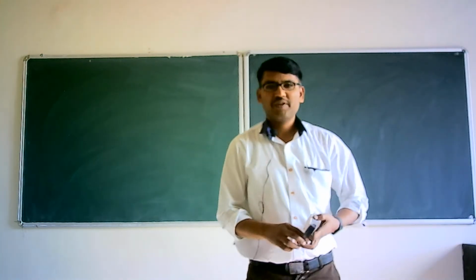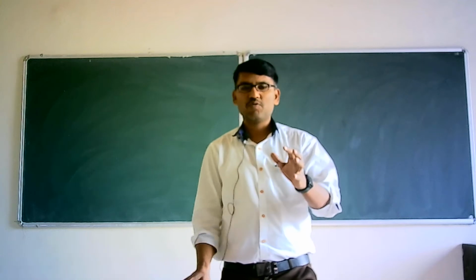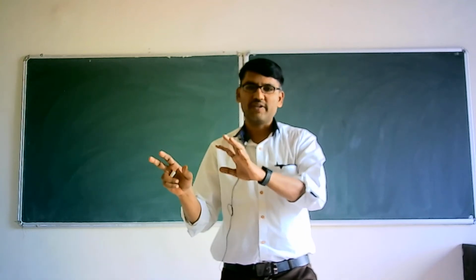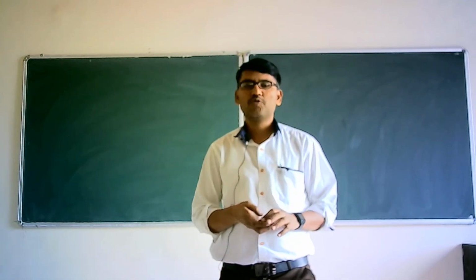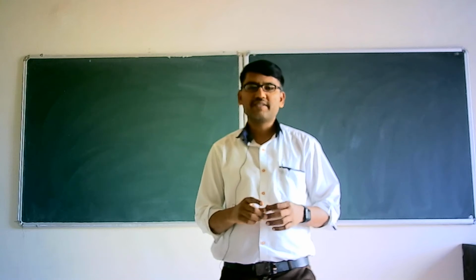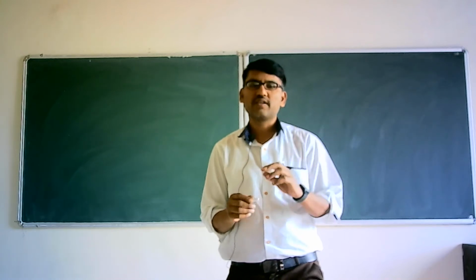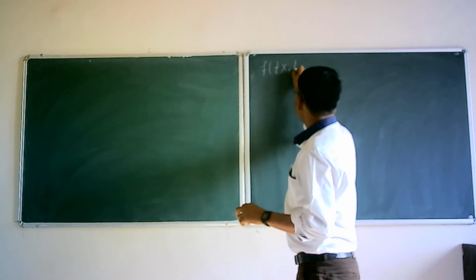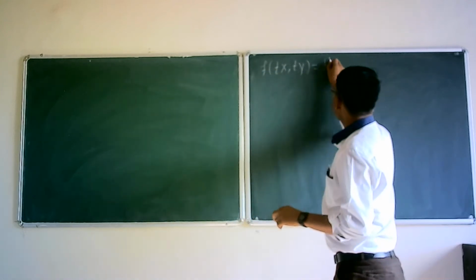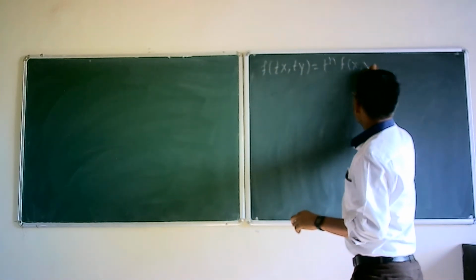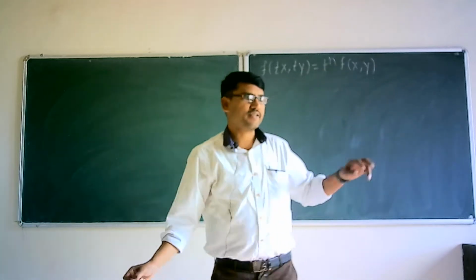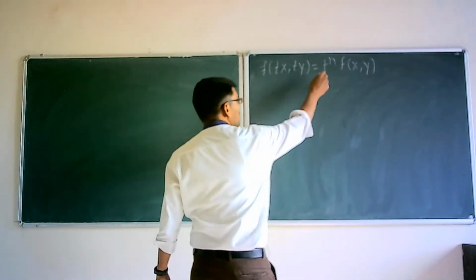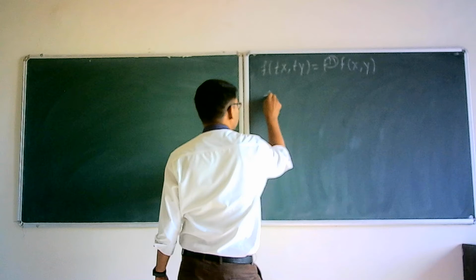Hello student, in the previous lecture we discussed the homogeneous function along with Euler's theorem on homogeneous functions. We said a given function is homogeneous of degree n if f(tx, ty) is equal to t raised to n f(x, y). If you are able to write your function f(x, y) in this form, then it is a homogeneous function of degree n. Or what is the second definition?